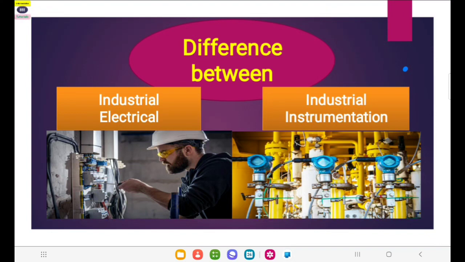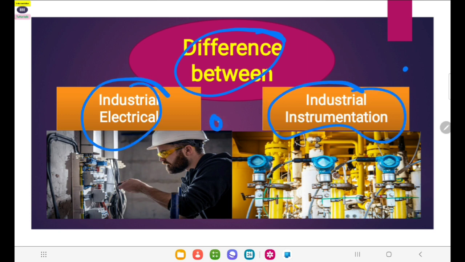Hello friend, welcome to our instrumentation triple E tutorials, and today we will talk about the difference between industrial electrical and industrial instrumentation. If you are working in the oil and gas sector or any power plant where you have seen the electrical department as well as the instrumentation department, then you should have some question: what is the basic difference between industrial electrical and industrial instrumentation? In some places both departments work together, but in some areas electrical is a different department, instrumentation is a different department.